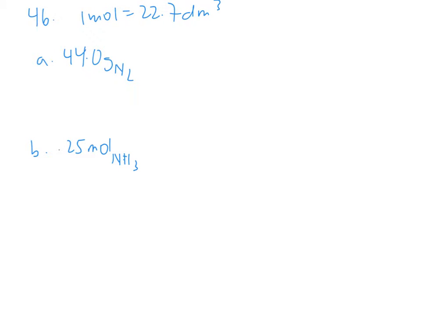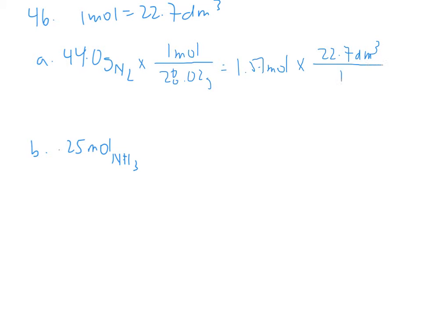On number 46, in part A, they give you 44 grams of N2. Both these gases are at STP, but I need to know my molar amount, so if I divide by the 28.02 grams in a mole of nitrogen, this is actually 1.57 moles at STP times the 22.7 decimeters cubed I would expect in a mole, gives me a volume of 35.64 decimeters cubed.